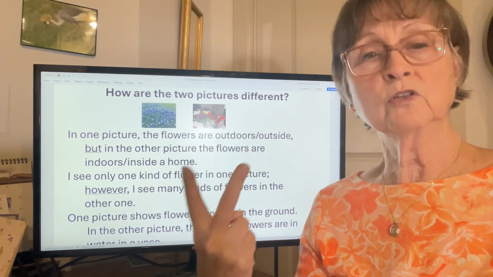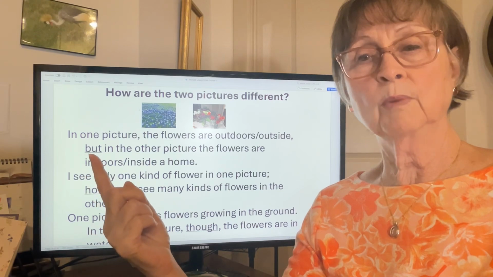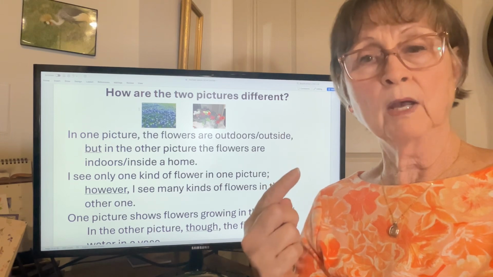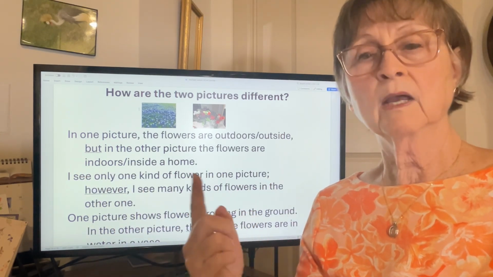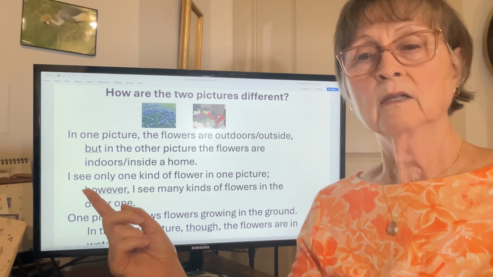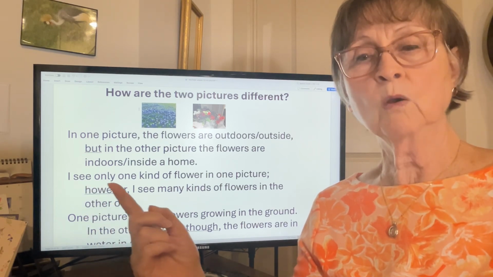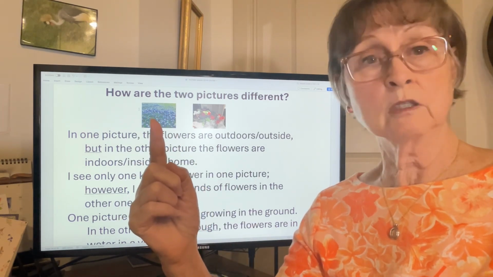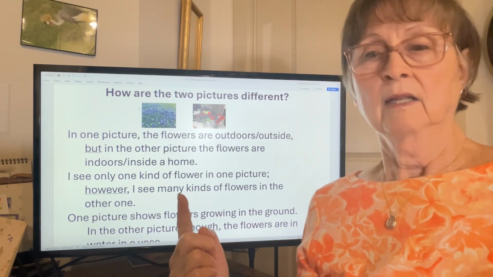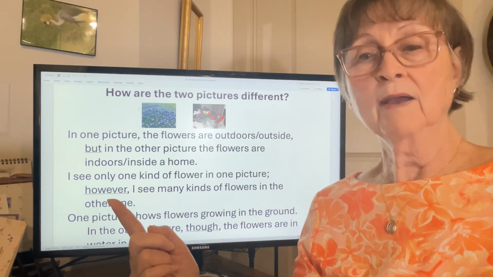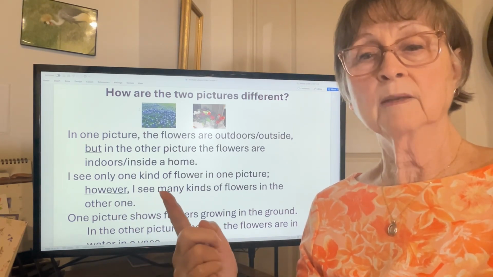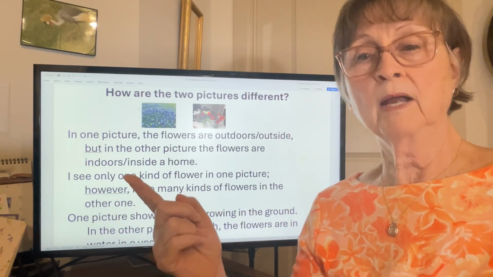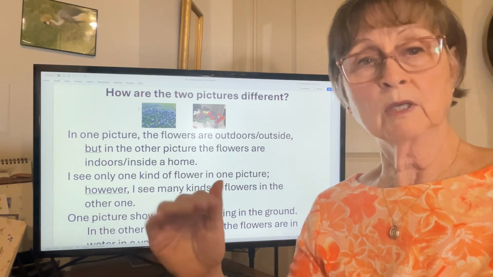It took me two statements combined with the word but to contrast them. One is this way, but the other one is this way. Another contrasting look at the pictures. I see only one kind of flower in one picture, just blue bonnets. However, I see many kinds of flowers in the other one. So I combined the two with a however, which also means they're different.